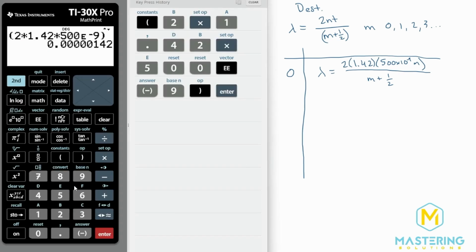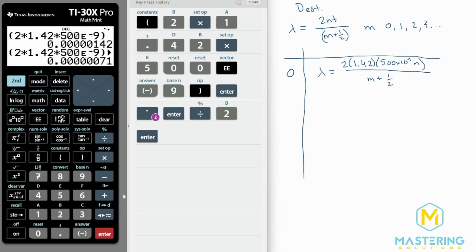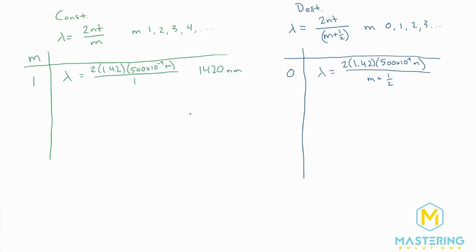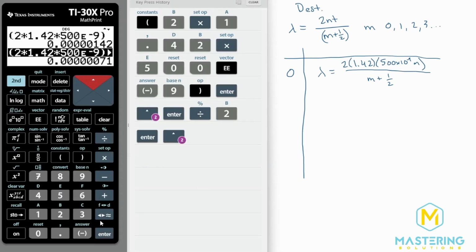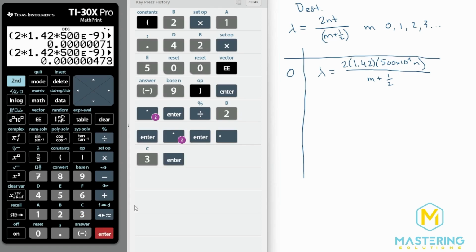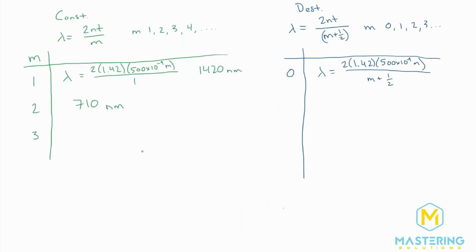Let's keep going down. So when we have our next one, we're going to divide that by 2. So now we have 710. M of 2 is 710 nanometers. Close, but it's not in the visible spectrum yet. For 3, same thing. Now we'll divide that by 3, and we have 473. Great. So now we are in the visible light spectrum. So there's that one, 473 nanometers.